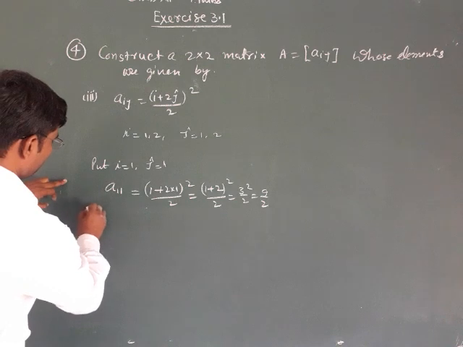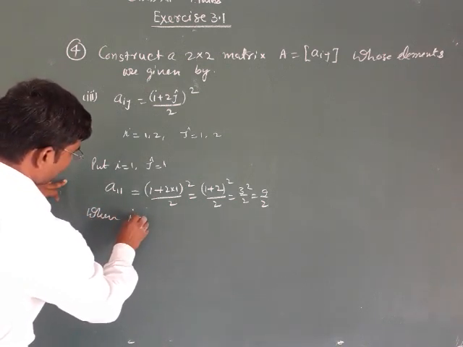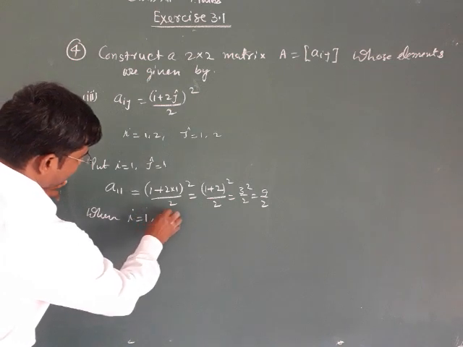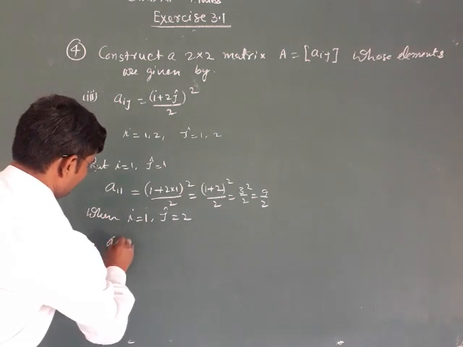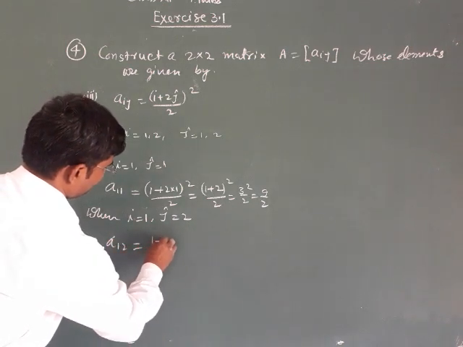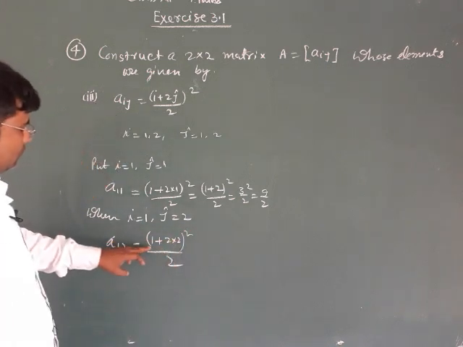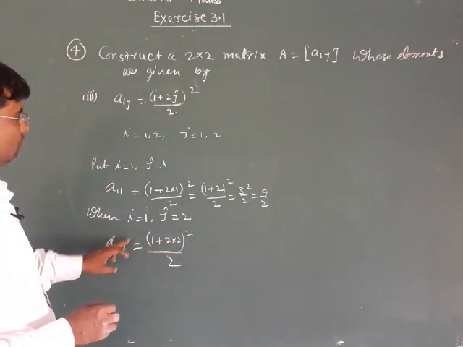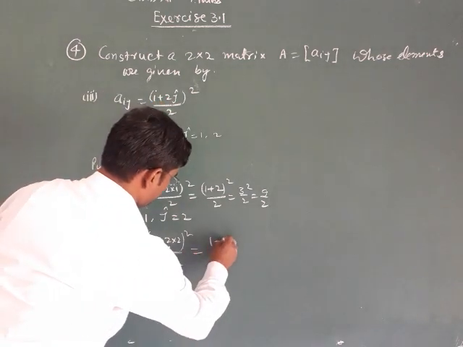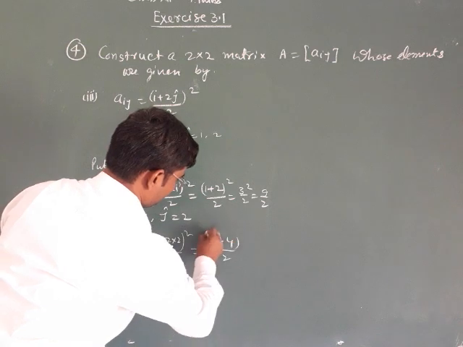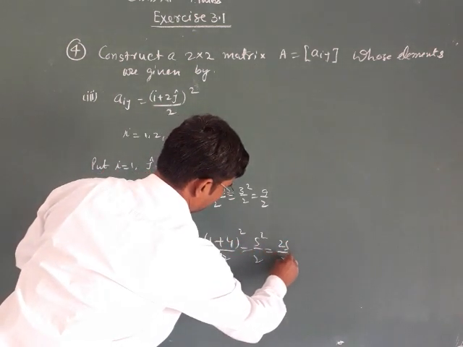And when i is equal to 1 and j is equal to 2. So a12 is equal to (1 plus 2 into 2) whole square upon 2. So now i is 1 and j is 2, put here in aij. So we get (1 plus 4) whole square upon 2, 5 square upon 2, which is 25 upon 2.